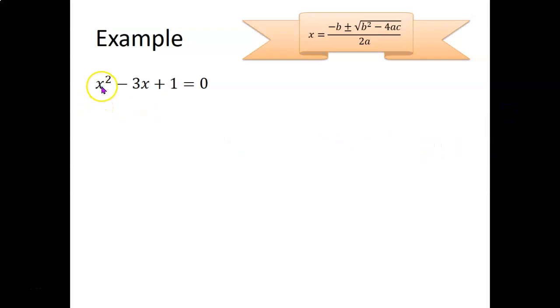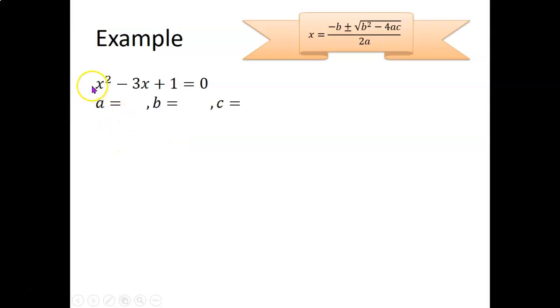Let's solve the equation x squared minus 3x plus 1 equals 0. So first we have to make sure it's set up in that form, ax squared plus bx plus c equals 0. And it is. It's got everything on one side equal to 0 on the other side.